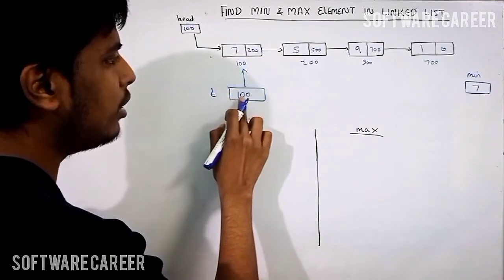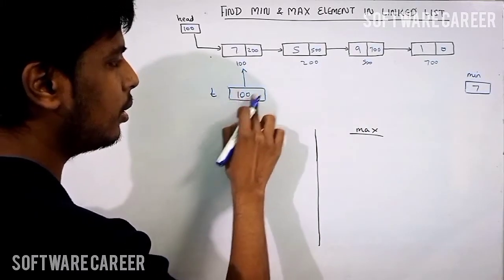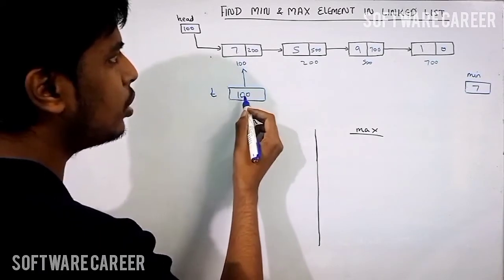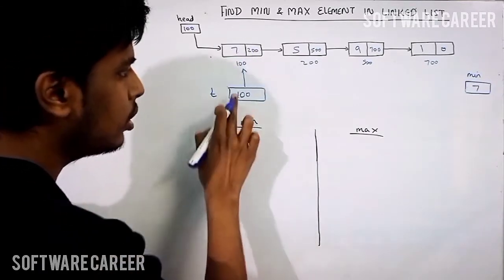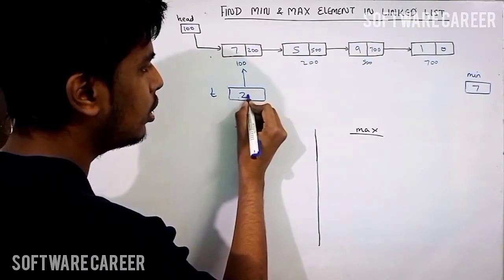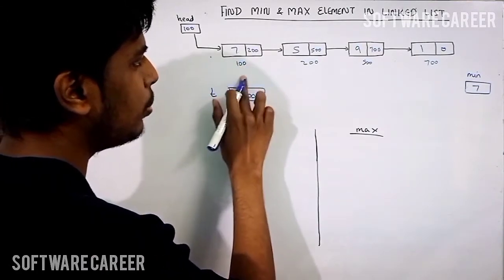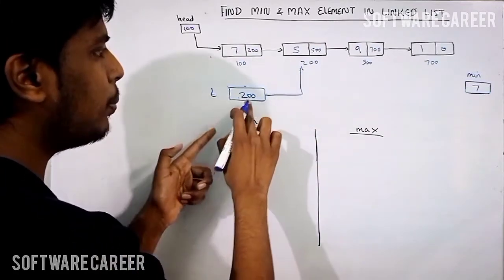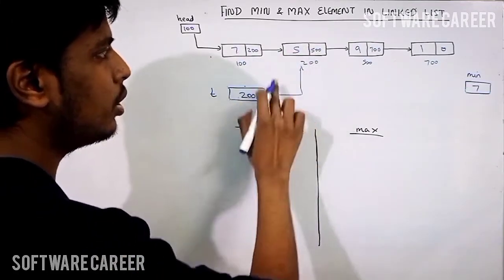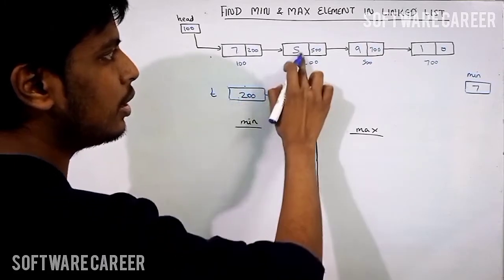Now you should update the t value. T should be equal to t next. So t is 100. 100's next is 200. So I am updating it to 200. Then this pointer will point to the next node. Now I should compare the data present in this node. Now 200's data is 5.